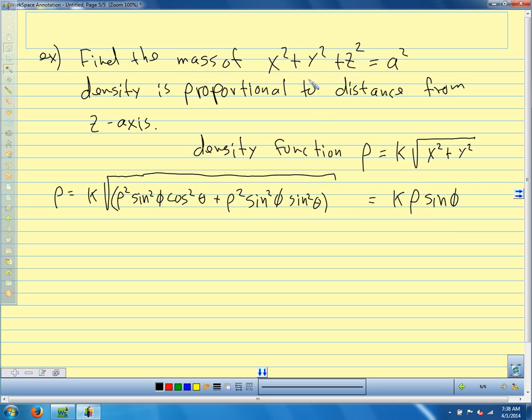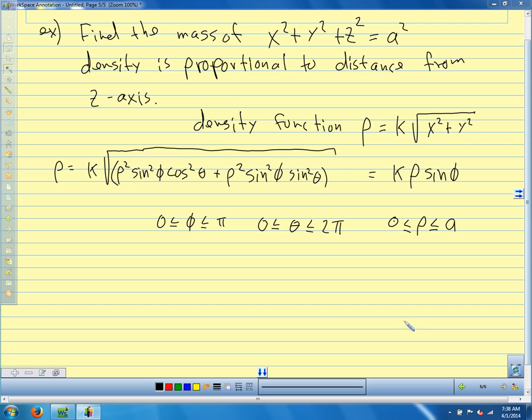So on our sphere, for our mass, here's our density. On the sphere, we're going to have 0 less than or equal to phi less than or equal to pi, 0 less than or equal to theta less than or equal to 2 pi for our sphere, and our radius is a, so 0 less than or equal to rho less than or equal to a. So we can set up our triple integral.